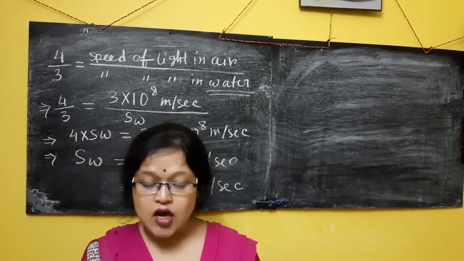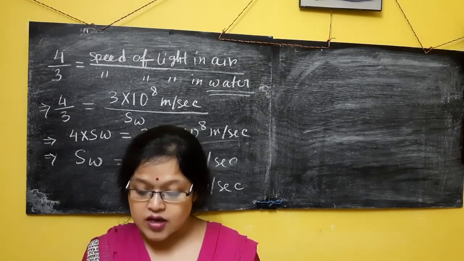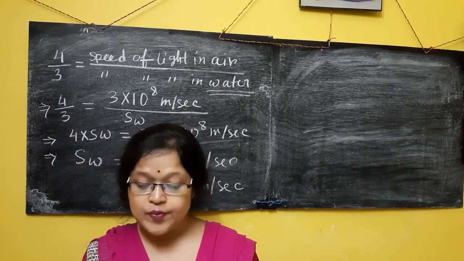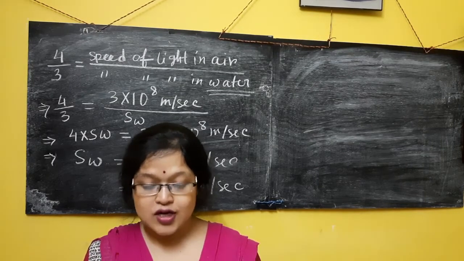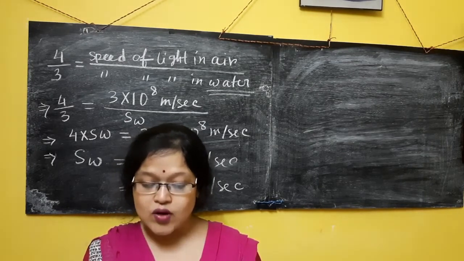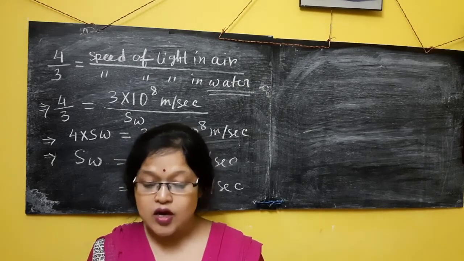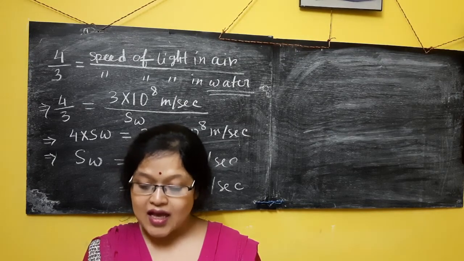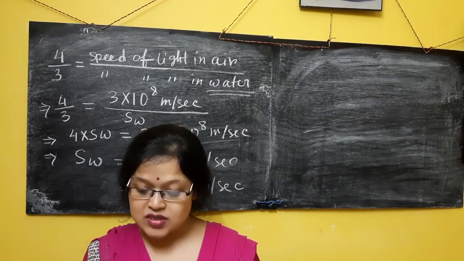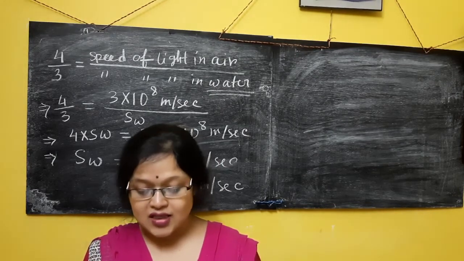The next question is: when a light ray is refracted through an equilateral prism, the angle of incidence and angle of emergence are 40 degrees and 30 degrees. Calculate the angle of deviation. I repeat, when a light ray is refracted through an equilateral prism, the angle of incidence and angle of emergence are 40 degrees and 30 degrees.